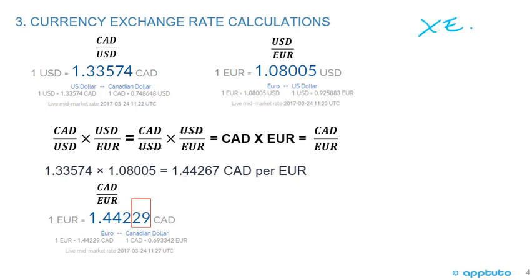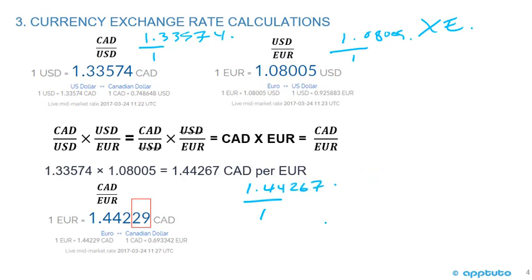By the way, I just put this slide in for a little bit of fun, but I went to currencyxe.com and I showed again the dollar Canada. You can see we've got the Canadian dollar as the price currency, the US dollar is the base currency. So 1 US dollar is going to give me 1.33574 Canadian dollars. That's just the quote. And again here for the euro, 1 euro is going to give me 1.08005 US dollars. So as we showed, the cross rate for the CAD per euro is 1.44267 Canadian dollars per 1 euro. Again, I just did the quote here from xe.com. You can see 1 euro equals 1.44229. So there's just a little bit of rounding difference on the last two digits.